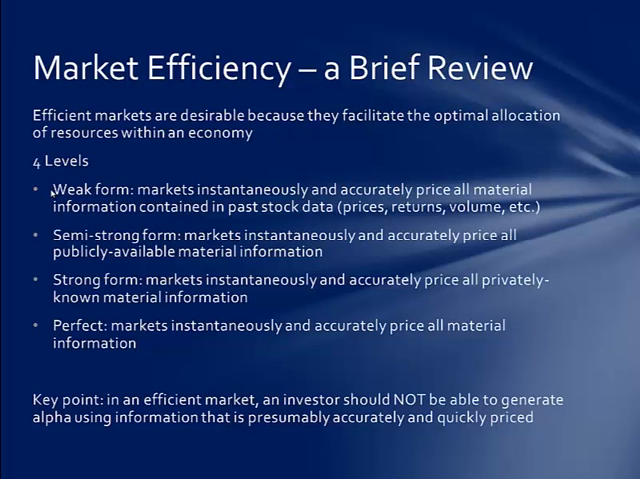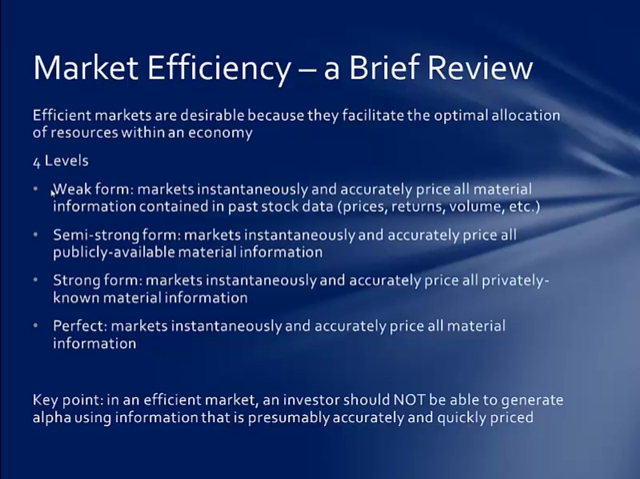A market that's strong form efficient is a market that nearly instantaneously and largely accurately prices in all privately known material information. So this would mean if a CEO of a company has some piece of inside information that few other people know, a strong form efficient market would be able to price that in accurately and very quickly. And then the highest level of market efficiency, known as perfect market efficiency. So perfectly efficient markets would instantaneously and accurately price in all material information. So these are the 4 levels of market efficiency.